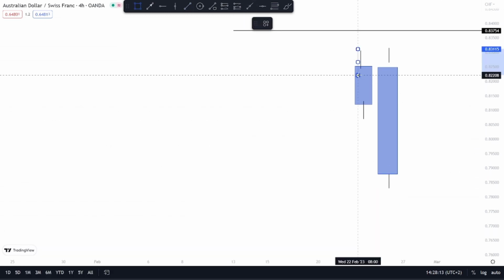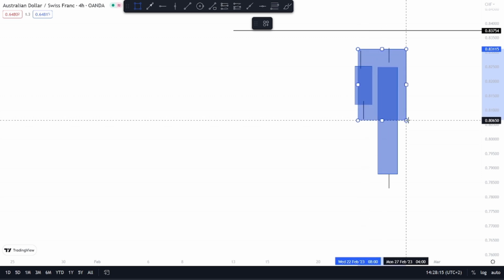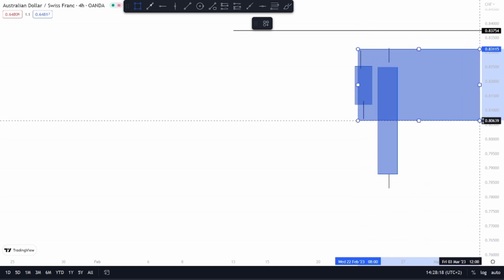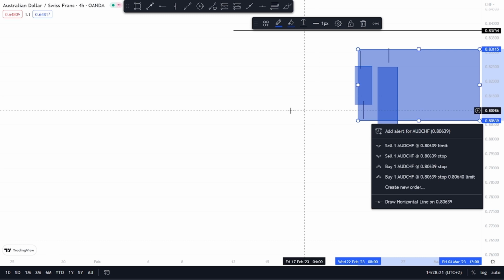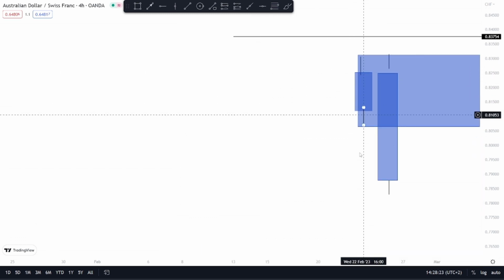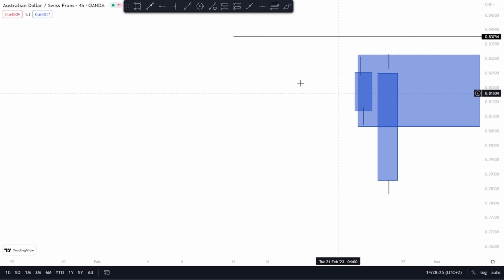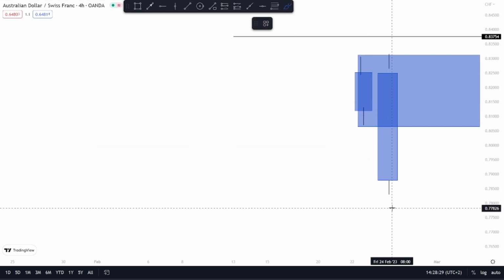And what we want to do from there on is that we're going to be connecting the two wicks, from wick to wick, when stretching out the zone like this. So you can clearly see that I touched this wick right here and this wick, and this would actually be our order block, and we're going to wait for the market to continue pushing all the way to the downside.